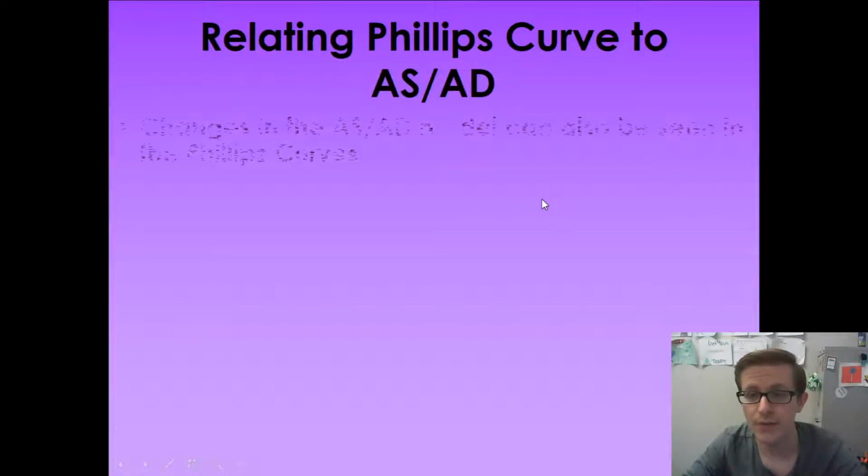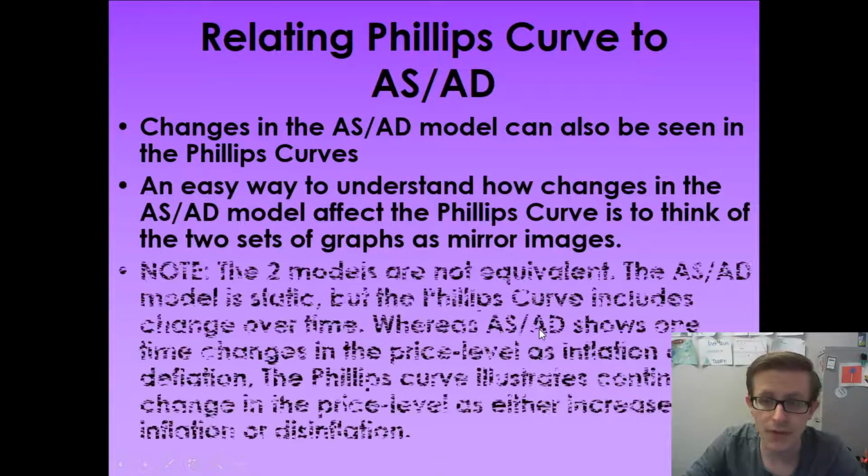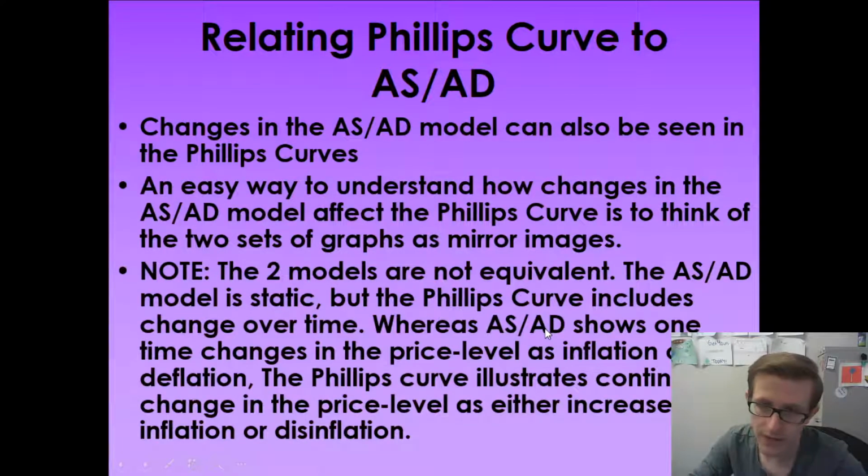So here's where we end up relating it back, like I said. Changes on this model can be mirrored between the aggregate model, the ASAD model, and the Phillips curve. Now, they don't necessarily represent the same things. The Phillips curve is more specific, but there are some very distinct relations you can make between the two. The best way to think of it, and this is one of the really big ideas if you're doing your notes, is that they are mirror images. They're like looking in a mirror.